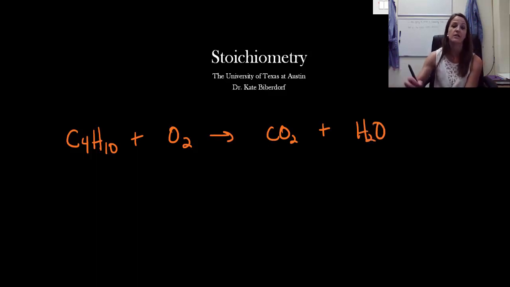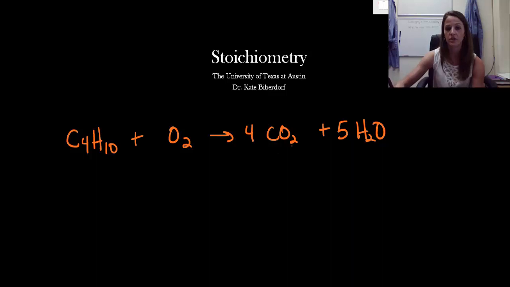Okay, now we need to balance it. Always start off with your carbon when dealing with combustion reactions. It just makes it easier. We have 4 carbons, so we need to make 4 carbon dioxides. We have 10 hydrogens, so we need 10 hydrogens on the right side. We can do that by doing 5 times 2. 5 times 2 is 10. Our hydrogens check out.